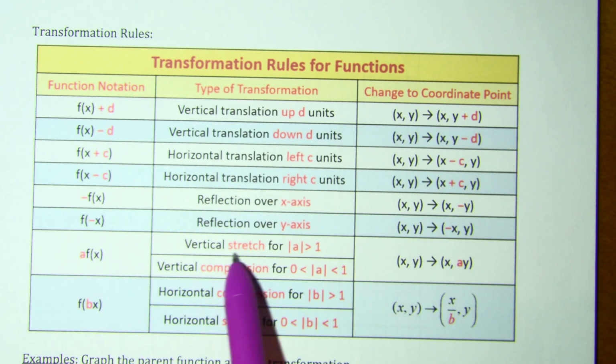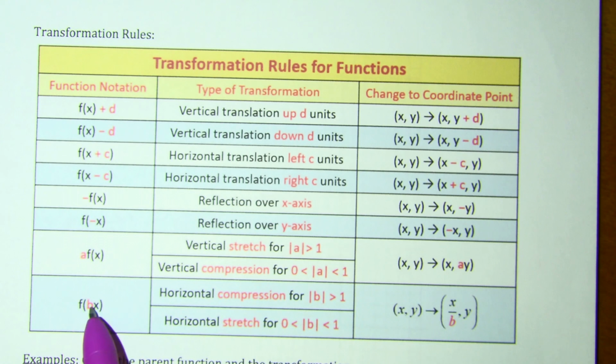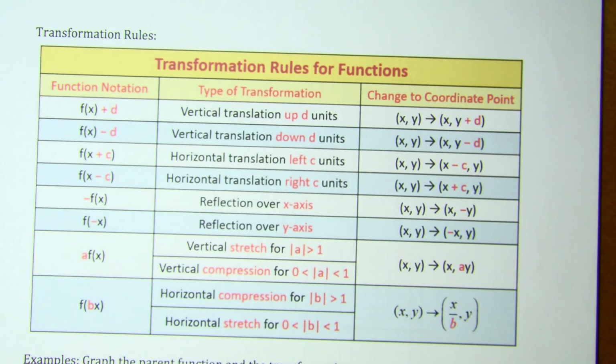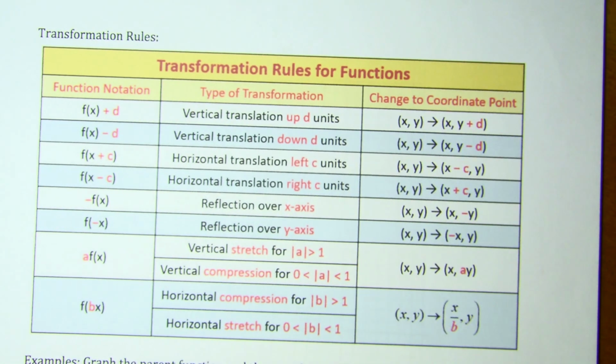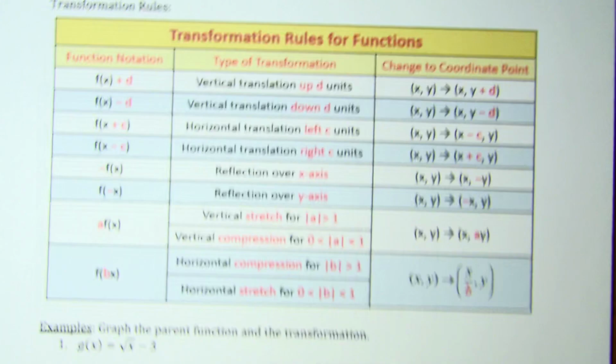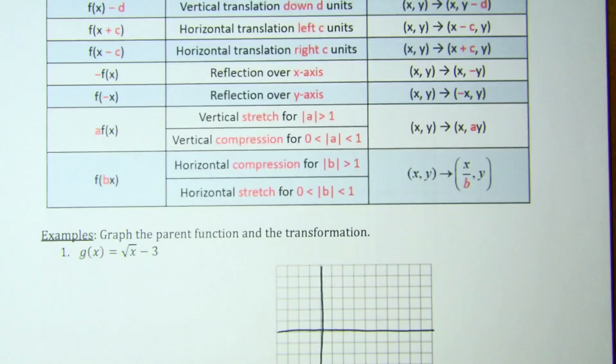A negative out front would be reflecting over the x-axis, a negative inside over the y-axis. Multiplying by a value out front would stretch it or shrink it, and then multiplying inside would be a compression or a stretch, depending on if that b value is greater than 1 or less than 1. That being said, this is easiest to understand by seeing some examples, so let's get into a few examples here.